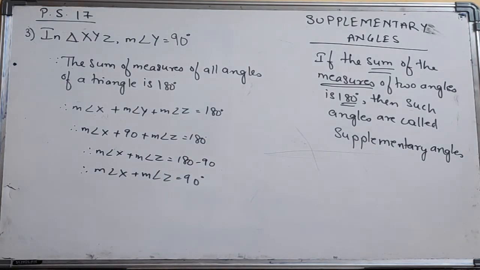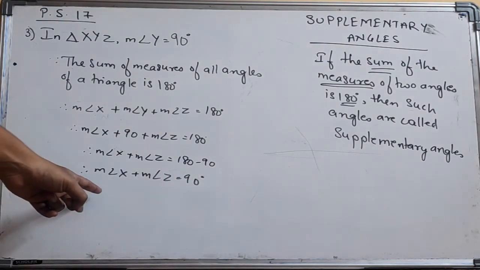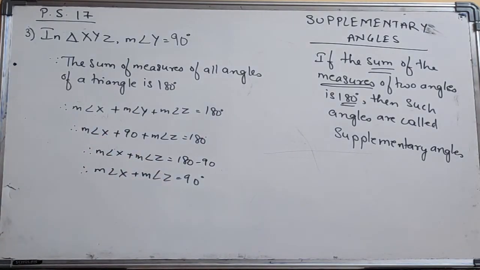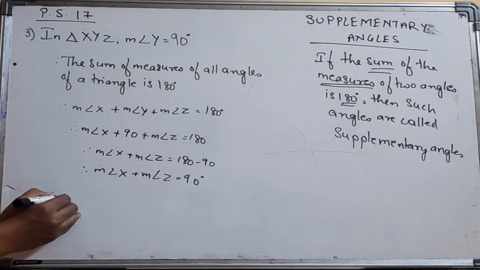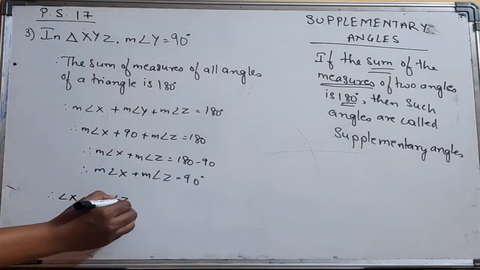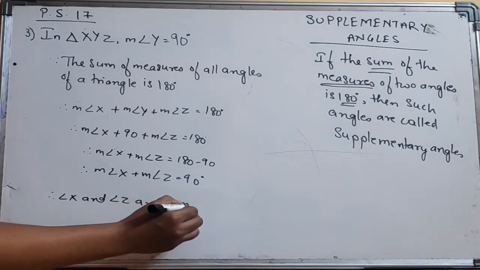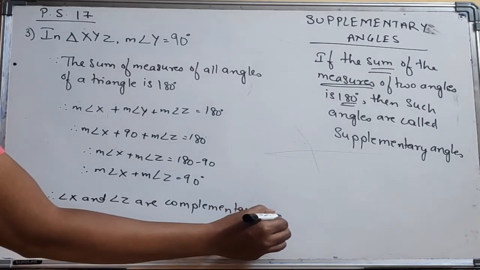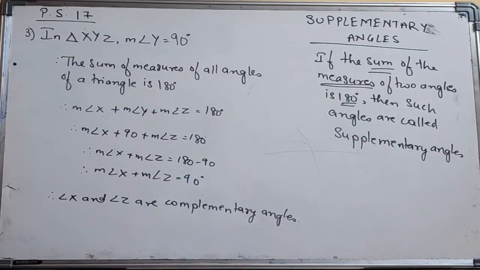So, students, you can notice, if we add the measure of angle X to the measure of angle Z, the total is 90 degrees. Now, such type of angles are called as complementary angles. So, therefore, you can write, therefore, angle X and angle Z are complementary angles. Understood? Okay. Now, let us move forward with the next question.